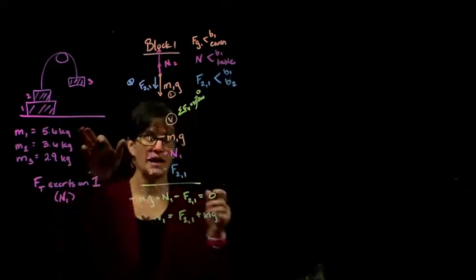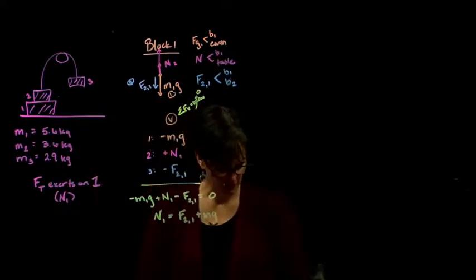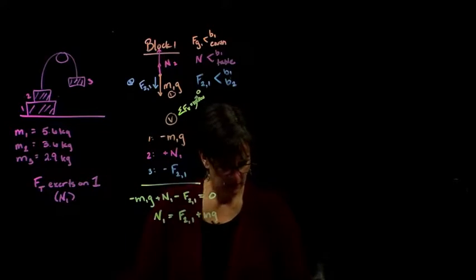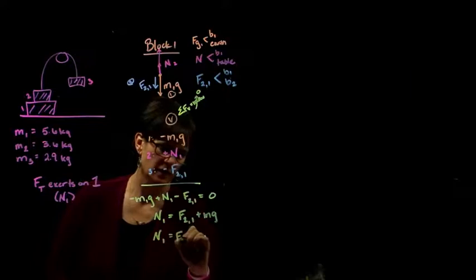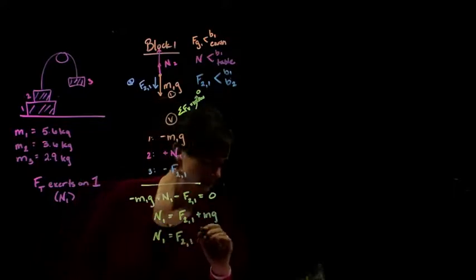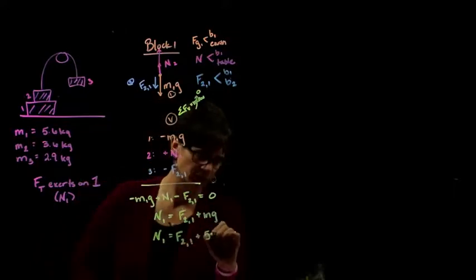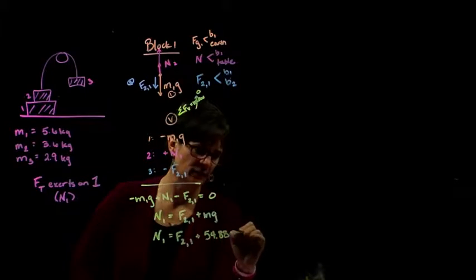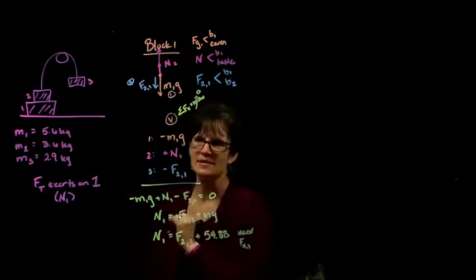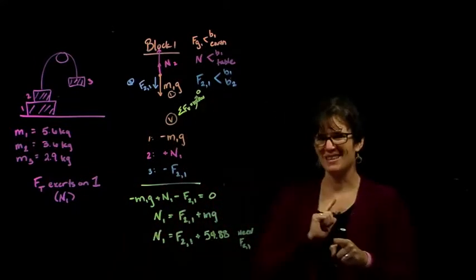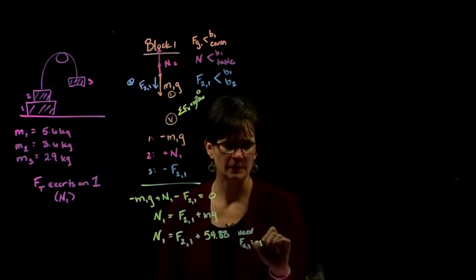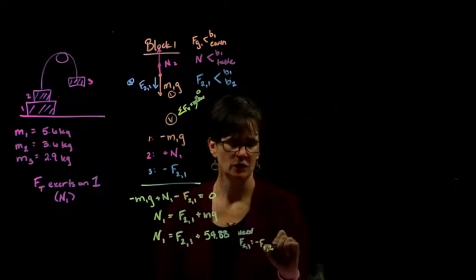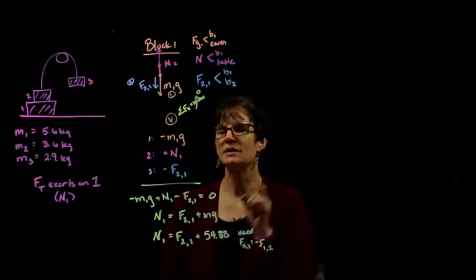Now we're given the mass of 1, and that is 5.6. So this leaves us with our normal force equal to the force of 2 on 1 plus 54.88. So I need the force of 2 on 1. Well, those are interacting objects, so the force of 2 on 1 is equal and opposite to the force of 1 on 2. So let's look at block 2.